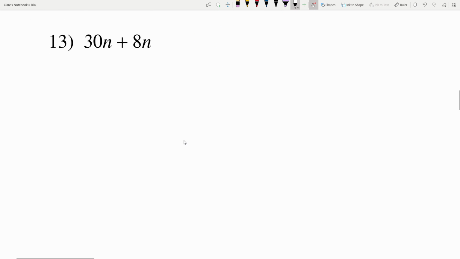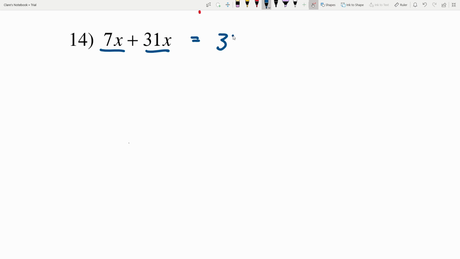In number 13, 30n plus 8n, 30 of something plus 8 of that same thing is going to be 38 of that same variable, so 38n. In number 14, we have 7x plus 31x. 7x plus 31x is going to be 38x.